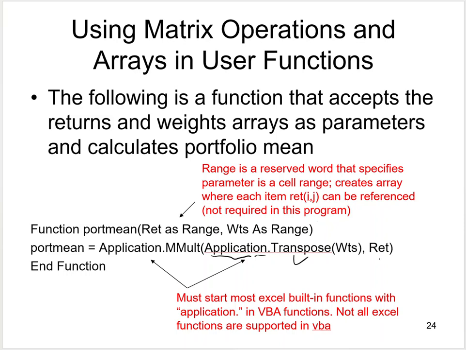And in this program here, you can see the program simply does an MMult of a transpose of the weights times the returns, and we had to transpose the weights because we can't matrix multiply two columns. It has to be a row times a column because the inner dimensions have to be the same. So we did this program earlier, but it's good to see that. Talk about matrix operations in VBA.